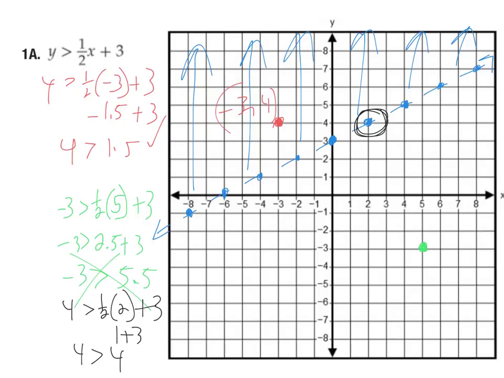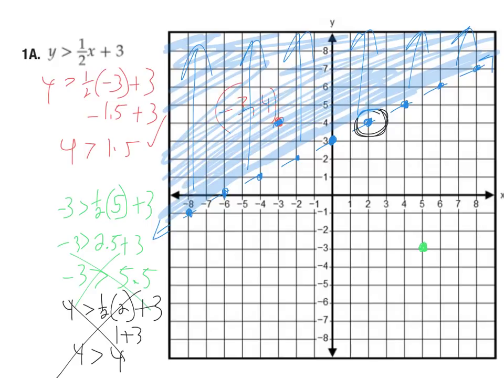And so you can see what happens here. 4 is not greater than 4. That is a false statement. And so that's the reason why those points that are on the boundary, in this case, are not part of my solution, because they don't make the inequality true. All right? And so again, the answer is every possible point in that shaded region above that line, okay? Where the y values are greater than 1/2 x plus 3 there.